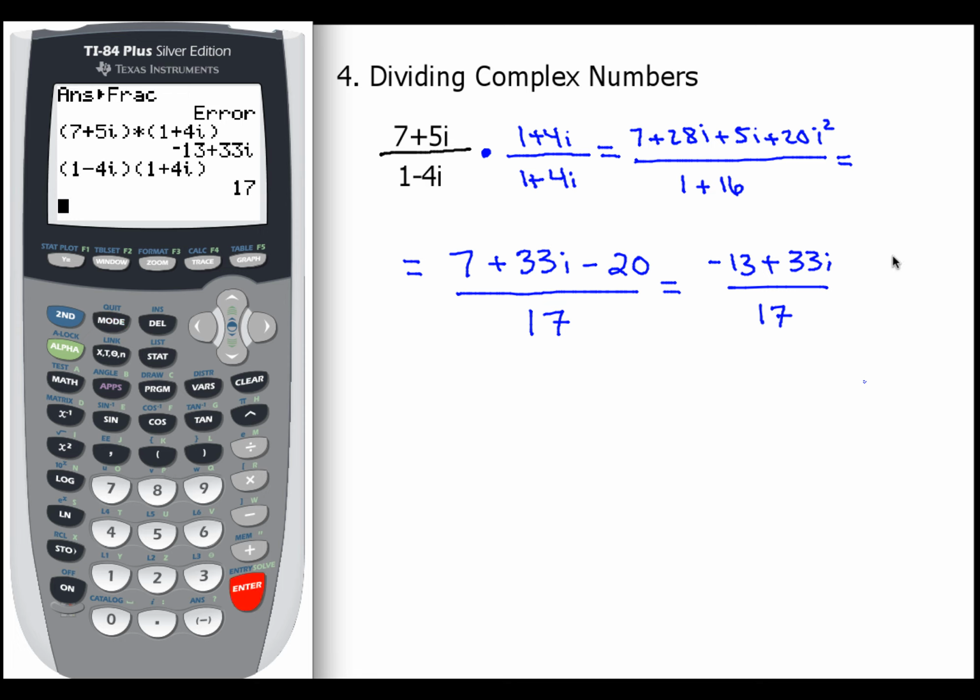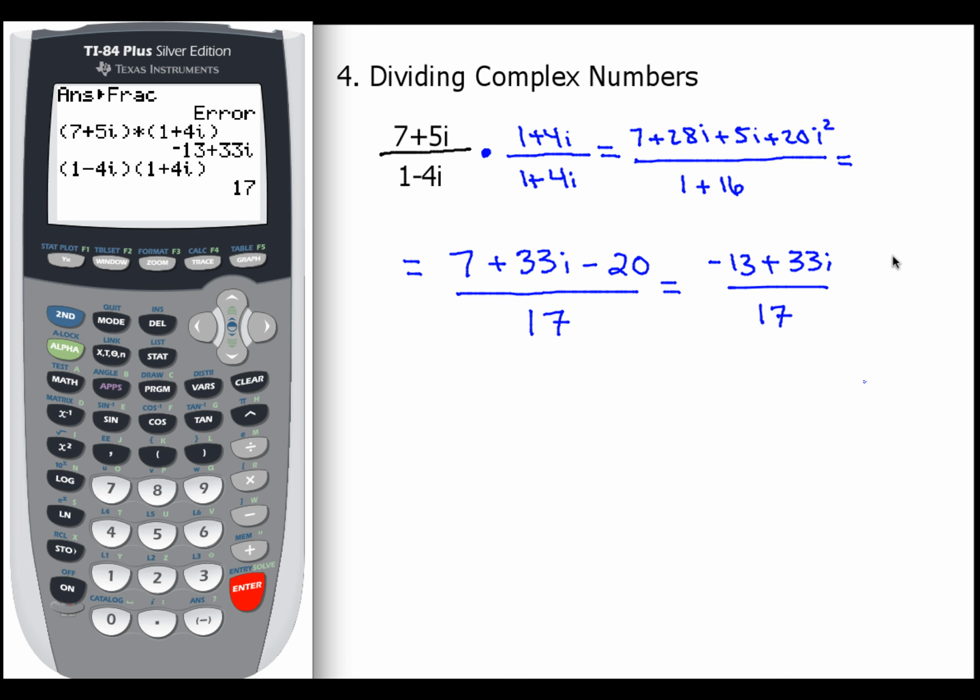So you're going to take your numerator, 7 plus 5i, and multiply that by the quantity 1 plus 4i, and notice we get negative 13 plus 33i. That matches with what we came up with in the end. And so does our denominator when we have 1 minus 4i times 1 plus 4i. Those two quantities, when we multiply them together, give us 17. So that's the way around it.